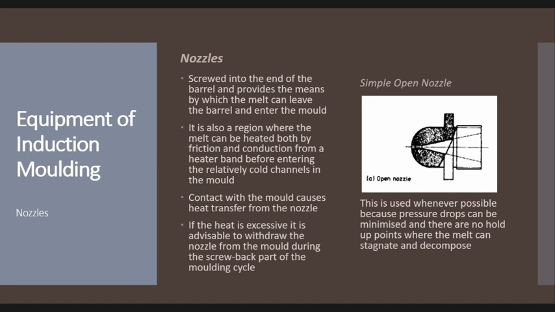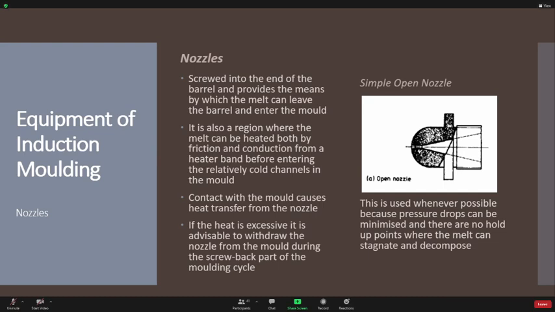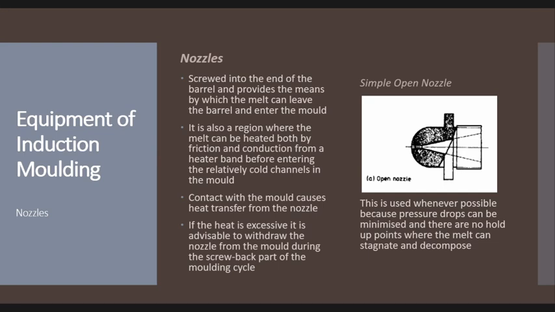It is also a region where the melt can be heated both by friction and conduction from the heater band before entering the relatively cold channels of the mold. Contact with the mold causes heat transfer from the nozzle, and there are different types of nozzle. Here is a simple open nozzle. This is used whenever possible because it's the most simple one.